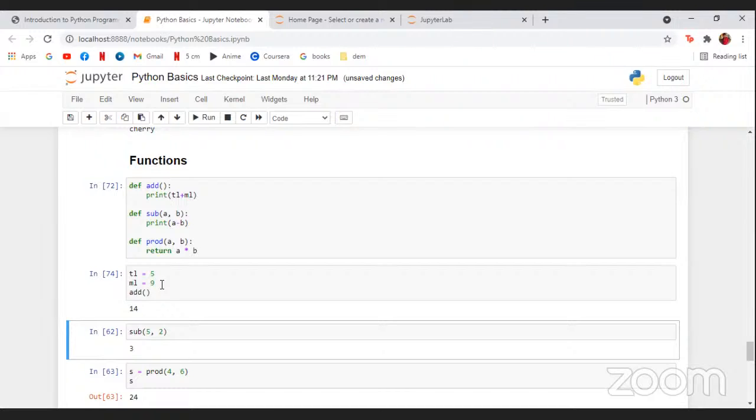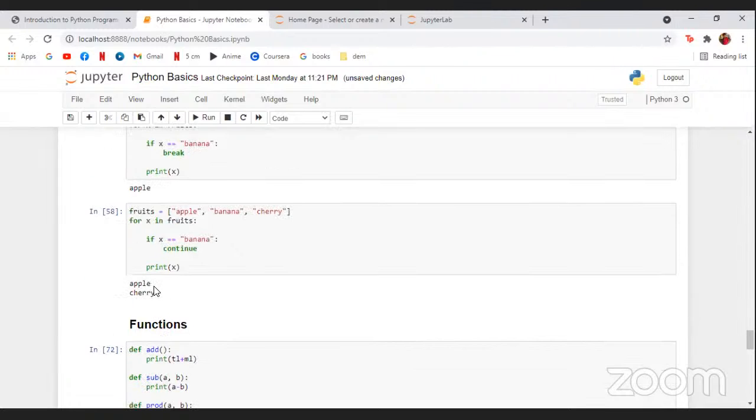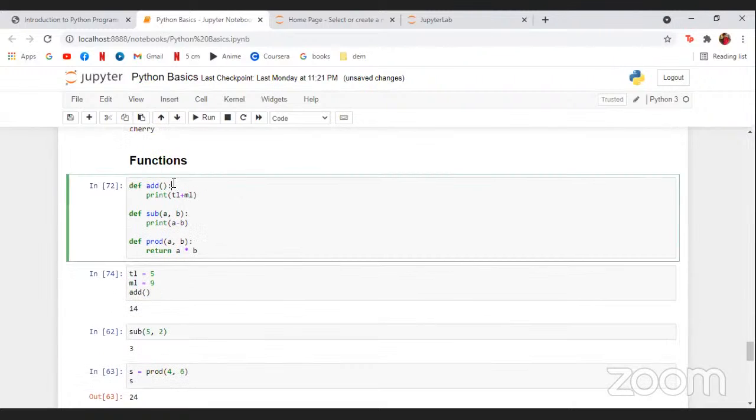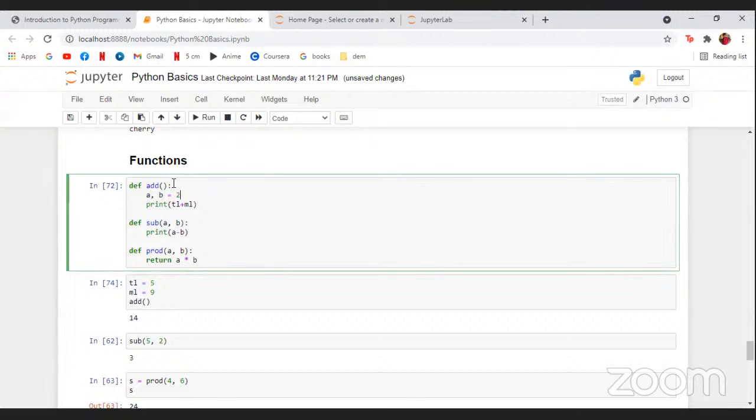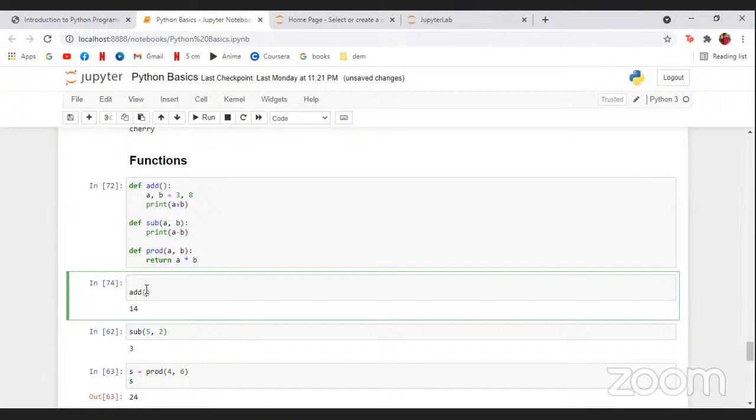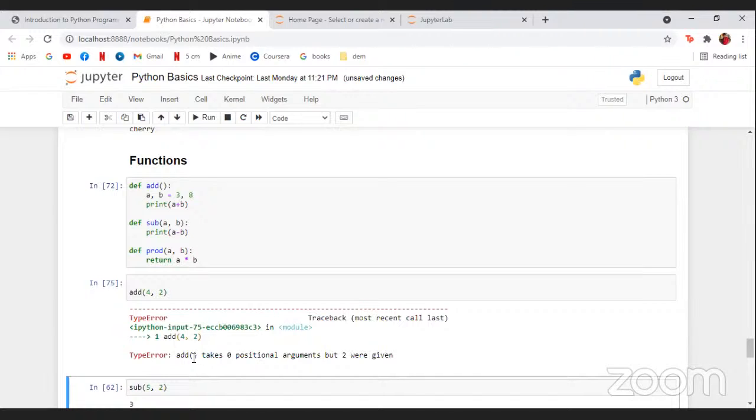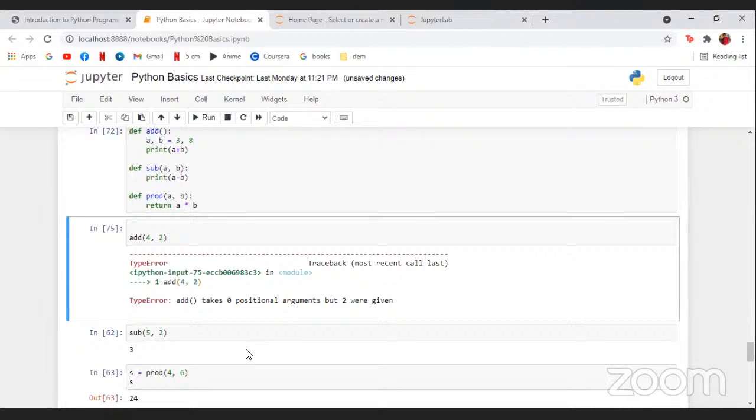Okay, I have another doubt. If we go back to the previous one, we define a and b as 3 and 8. Then we again invoke the add function, and in the brackets we put 5, 2. Oh, so if you put arguments, then it's not going to take them because when you defined the function, nothing was given. So it says add takes 0 positional arguments, which means it doesn't take any arguments, but you gave 2. So the errors in Python are also very explanatory. If you just read this, you'll immediately know what is going wrong.